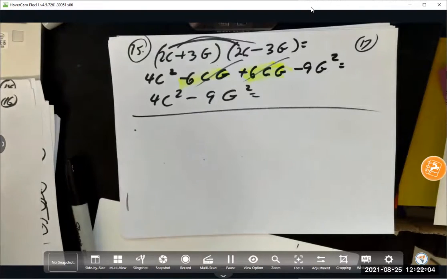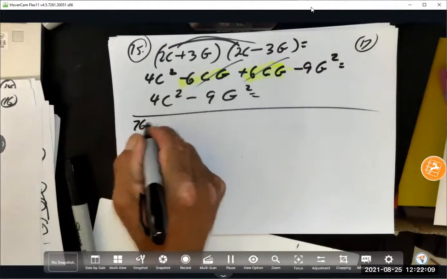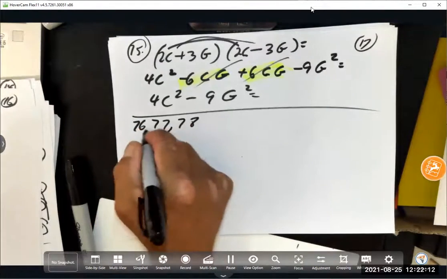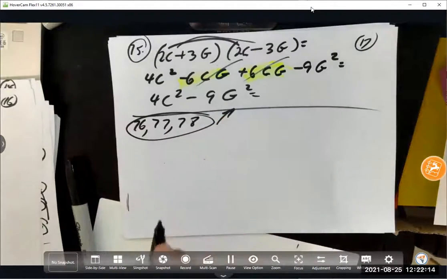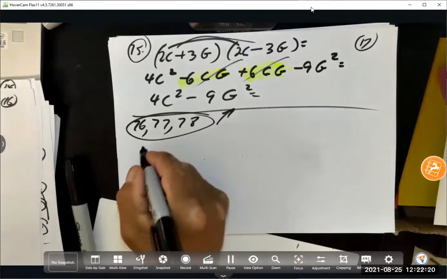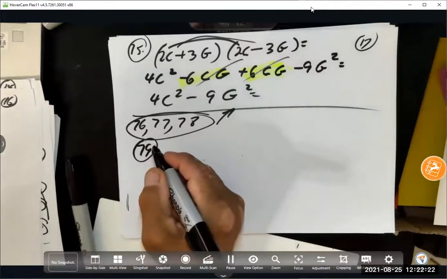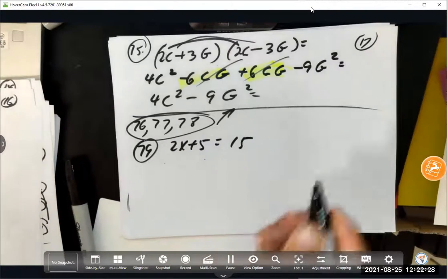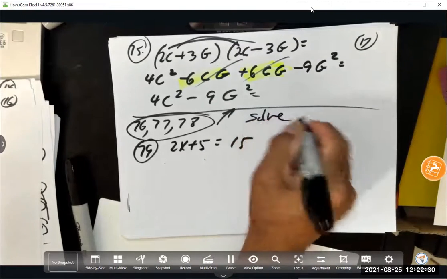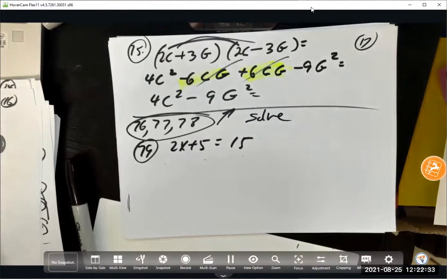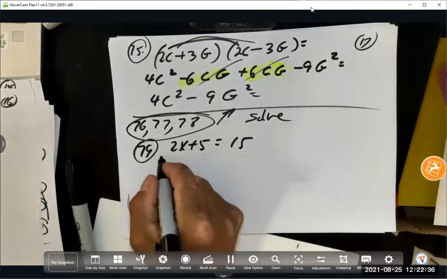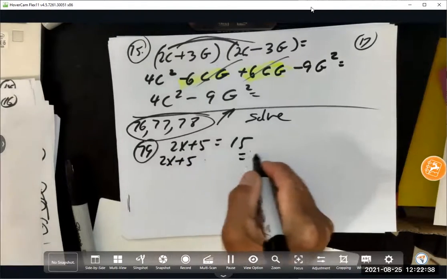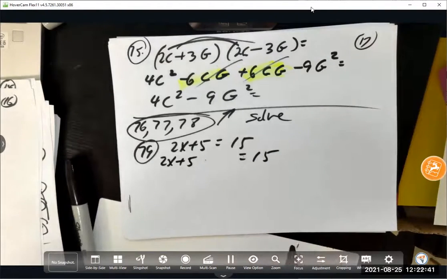So now what I'm going to do is 76, 77, 78. Those are the same as that one, but I want to do number 79 and 80 before we get out of here, okay? All right, number 79, I'm going to do that one because that one's real different. 2x plus 5 is 15. How do you solve this thing? Okay, first step, take away something from both sides. Tell me, what do I take away from both sides?